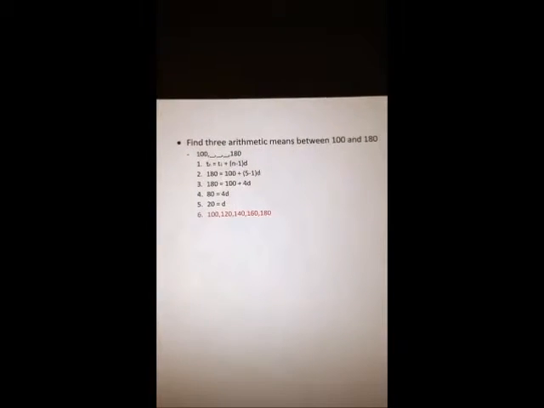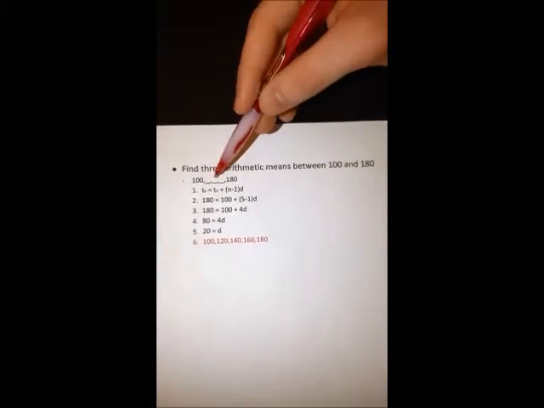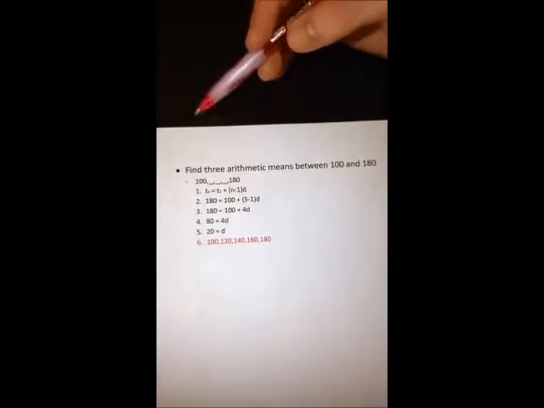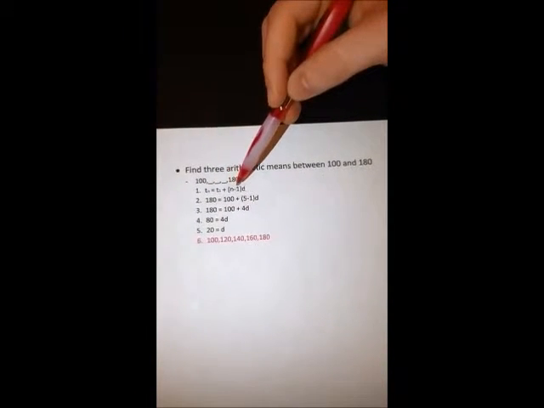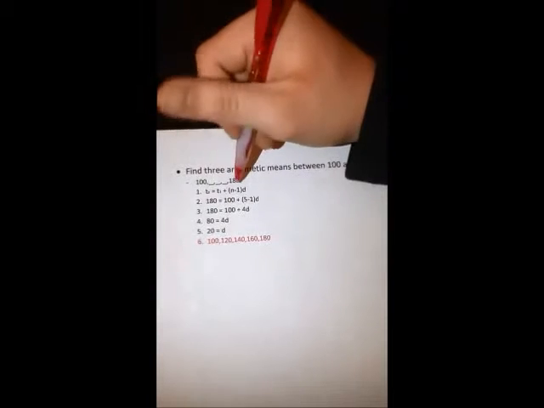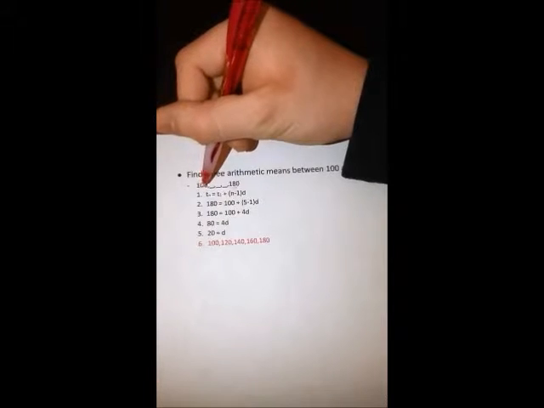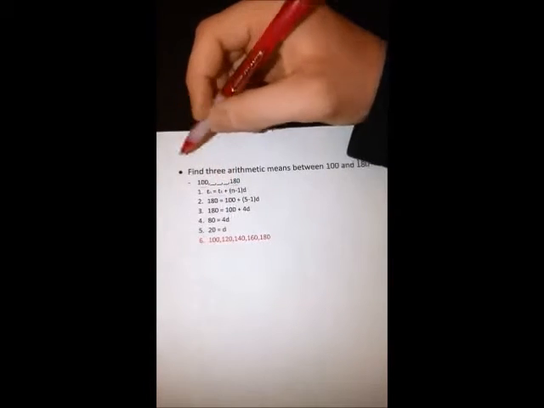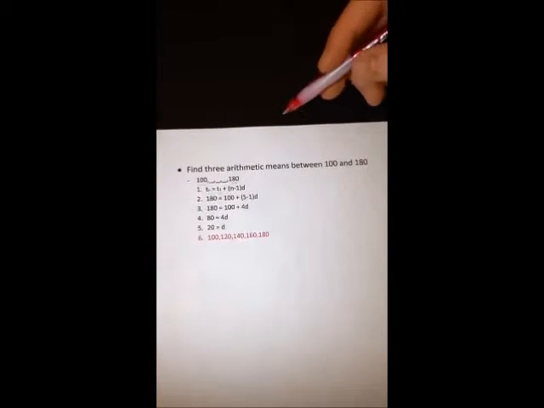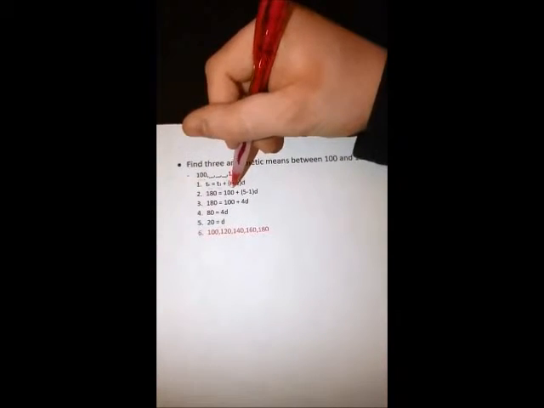The fourth and final example is when you find three arithmetic means between 100 and 180. In this sequence, you have 5 numbers, 3 blanks, in between 100 and 180. The primary example formula will be t of n equals t of 1 plus n minus 1 in parentheses times d. The 180 will take place of t of n, and 100 will take the place of t of 1, while the amount of numbers in the sequence will take the place of n. Here you have 5 numbers in the sequence, so you'll put 5 as n.